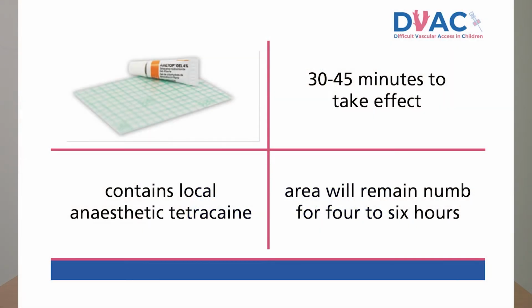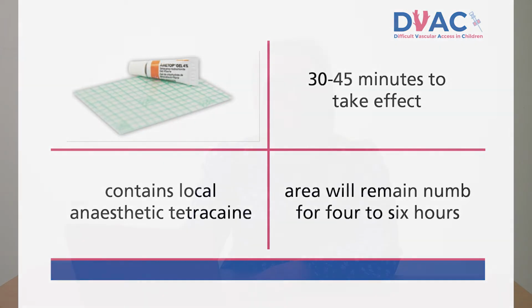First up is Ametop gel, or just referred to as Ametop, and this contains a local anaesthetic, tetracaine, and needs to be on for about 30 or 45 minutes to actually take effect. It's licensed for children over 1 month. The area that you apply it to will remain numb for 4 to 6 hours. It also increases the size of the blood vessels to the area it has been applied, and so can cause temporary redness.